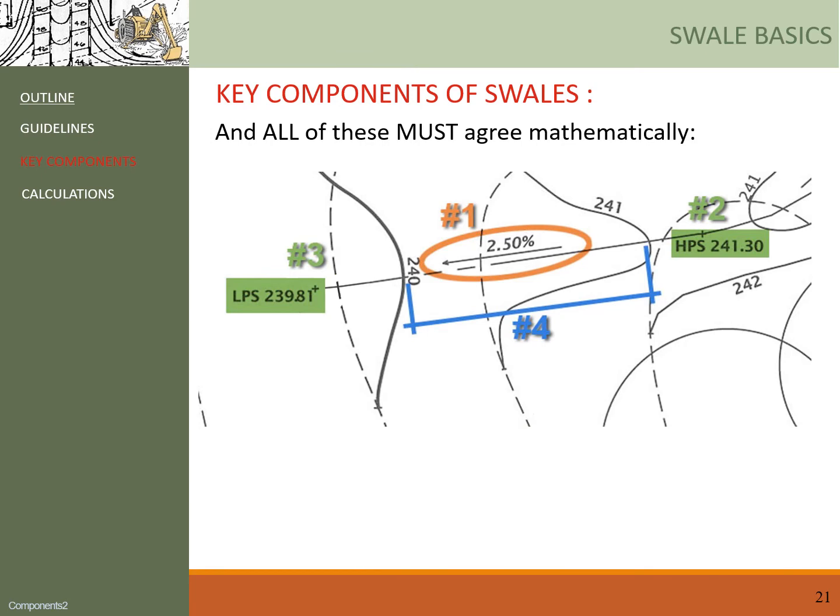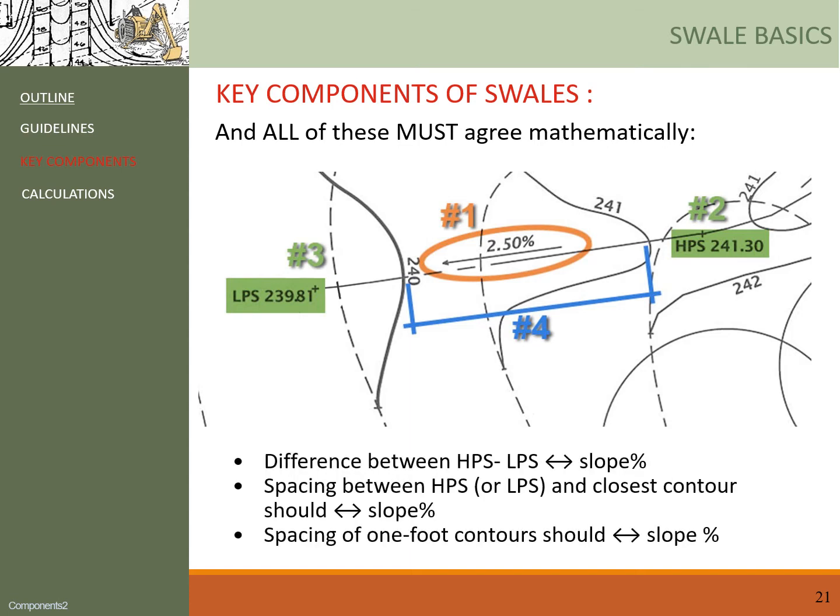And all of these key components must agree with each other mathematically. What does that mean? Here are just a few examples. The differences between the high point and the low point must agree with the slope percentage of the center line. The spacing between the high point or the low point and the closest contour should agree with the slope center line percentage. And the spacing of 1 foot contours definitely should agree with the centerline slope, right?